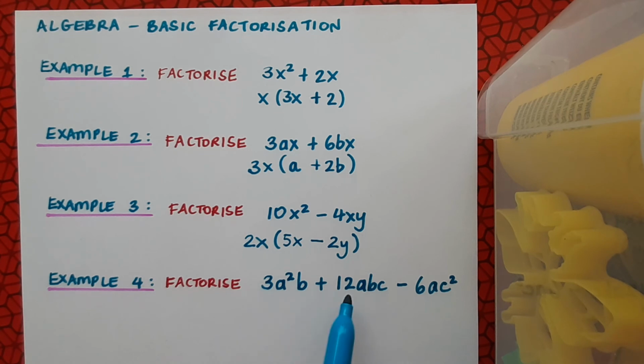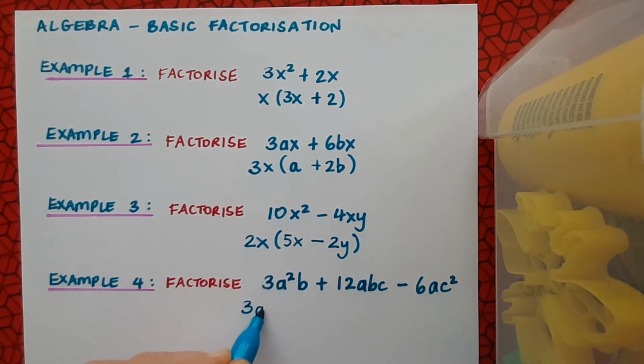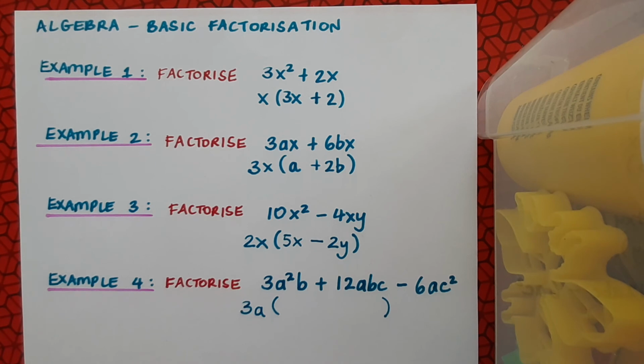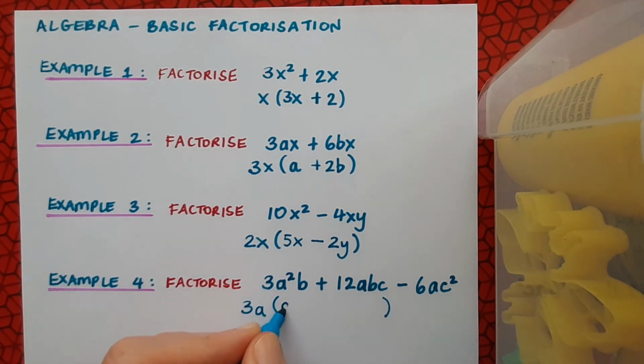So 3, 12 and 6, well, 3 will go into each of those, so that'll go on the outside. And looking at the variables, a occurs in every single one of these terms, so a can go outside, and then I'm going to open my brackets. Now I look at each term and see what I would need to multiply by 3a to create it. So 3a by something will give 3a squared b, so I need a and b.